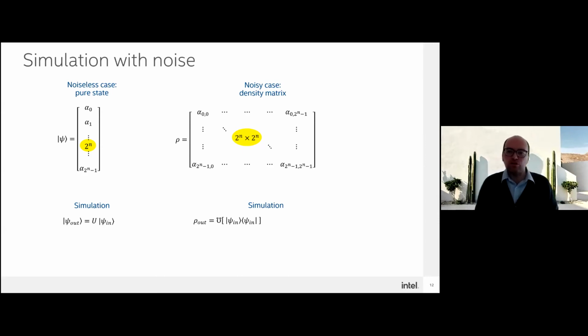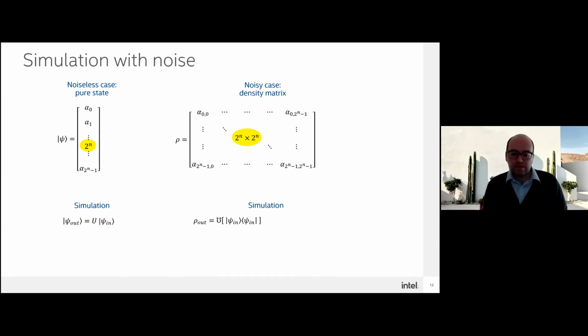What happens if we introduce noise? When we introduce noise, we actually need a different kind of object to store the quantum information, called a density matrix. The density matrix is now a 2 to the n times 2 to the n matrix that takes quadratically more memory than just a pure state. Quadratically more memory in terms of qubits means that with the same total memory available, we are able to store only half of the qubits. This is a steep price to pay. But there is a way to go around it.